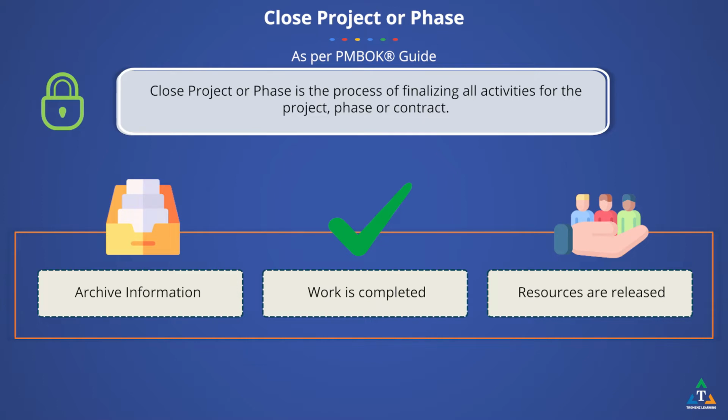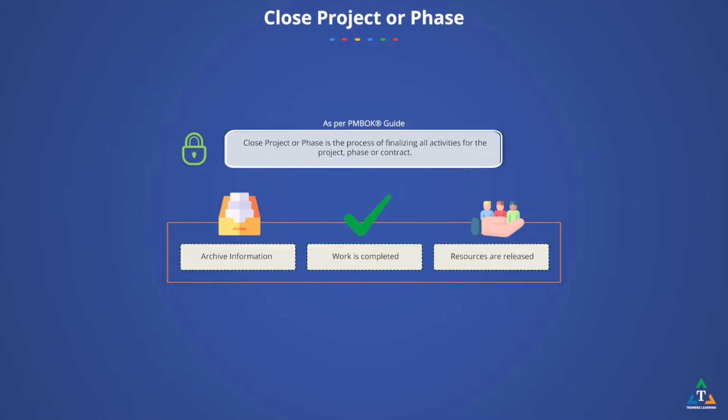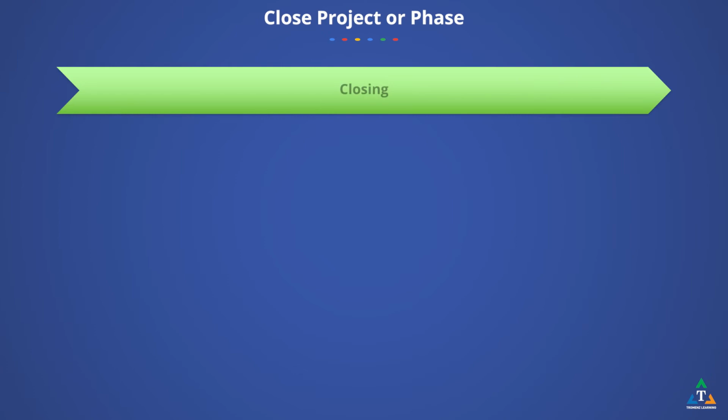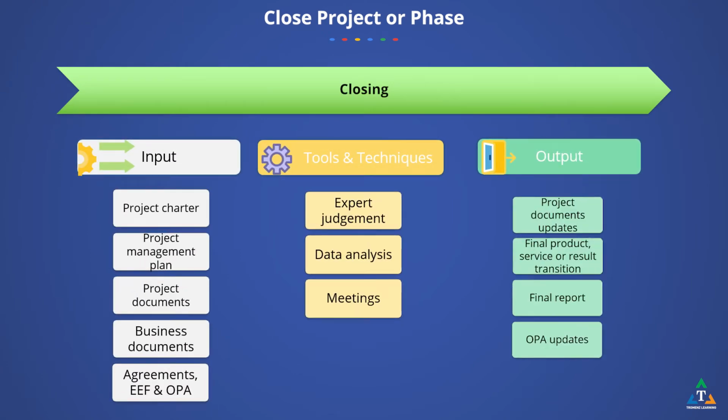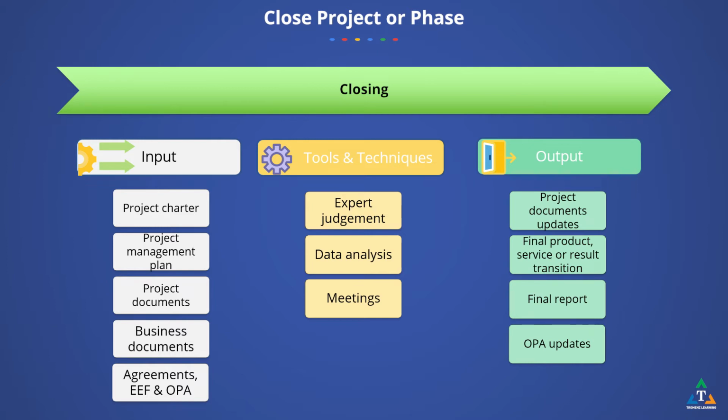The close project or phase process marks the culmination of a phase in the project life cycle or the completion of the entire project. The PMBOK guide identifies the following inputs, tools and techniques, and outputs for this process. In the next screen, we will discuss the inputs to this process.